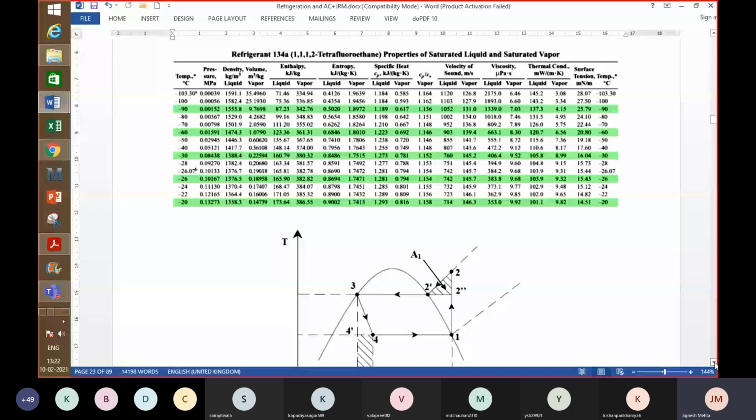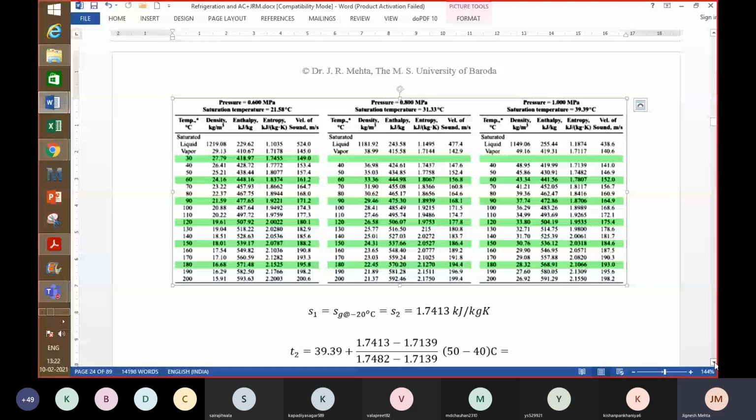Here also you have two different kinds of tables. So now you need to go to and refer that table. Those tables are pressure based tables. There are various parts of this according to the pressure. You can see there are many other pressures also given, but I have just picked up a few from them: 0.6 megapascal, 0.8 megapascal and 1 megapascal.